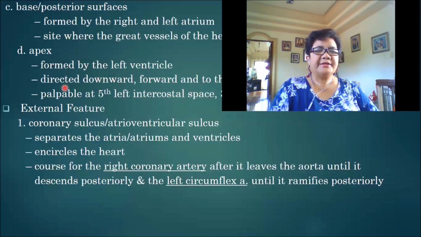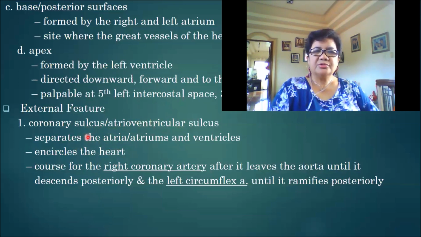Now we go to the external feature of the heart. You have the coronary sulcus or the atrioventricular sulcus. Meaning from the name, it separates the atrium from the ventricles. There is a depression or a sulcus that will be seen there. This will separate the atrium and the ventricles.